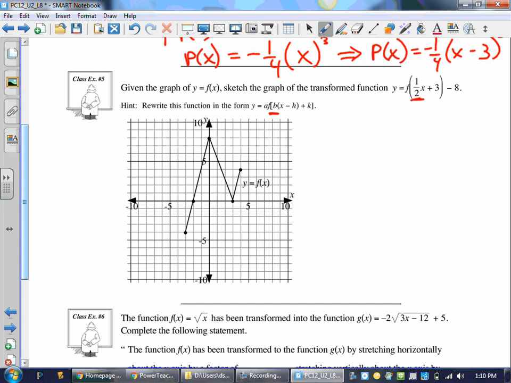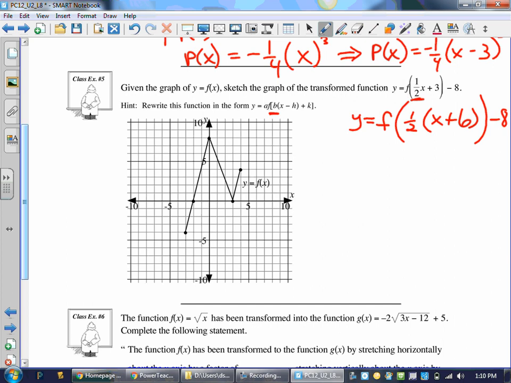You cannot tell me that that's going to go 3 units to the left, because there's a 1/2 in there that has to come out. So we must do this first. Don't ever forget this. Take the 1/2 and factor it out. By the way, what would be left in there? Half of what is 3? 6, right? So there's actually a horizontal translation of 6 units, not 3 units. That's the most common mistake that happens.